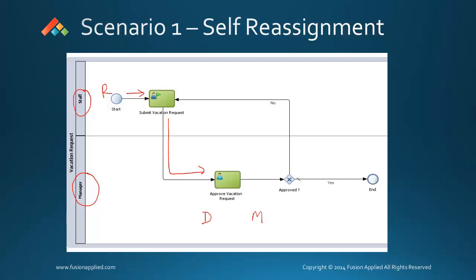Let's say Deborah is going to claim that request. What does that mean? It means that she indicates she's going to work on the vacation approval process, and she decides to reassign this to Marie. This is where the self-reassignment comes in. Deborah is reassigning this herself to somebody else. Finally, Marie is going to look at the request and then approve it, and that will end the process.